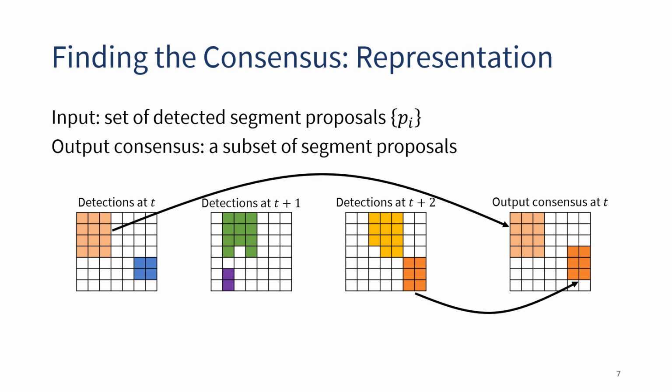How do we find this consensus? Let's start with the representation. As input, we have a set of detected segment proposals. And each of those segment proposals suggests the possibility of there being an object at a particular location. Our goal is to select a subset of valid proposals as output, as shown below.